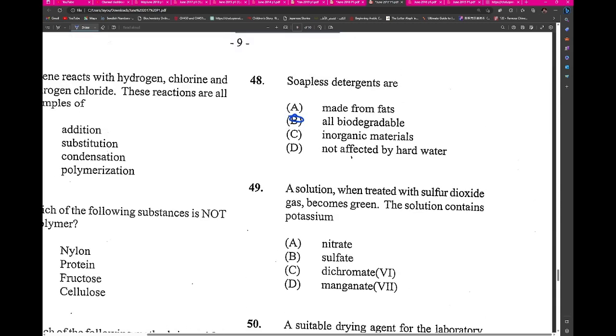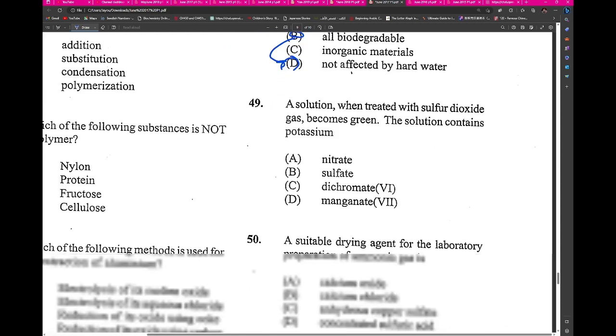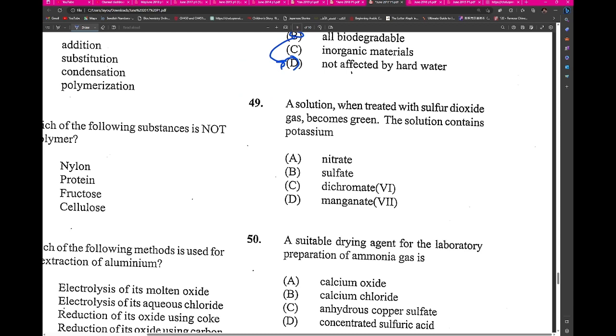Hold on. It could be B or D. Tell me what you think is the answer for 48. A solution, when treated with sulfur dioxide gas, becomes green. The solution contained potassium dichromate.